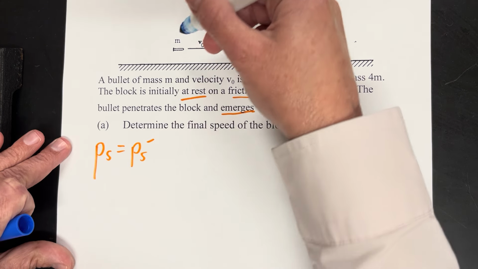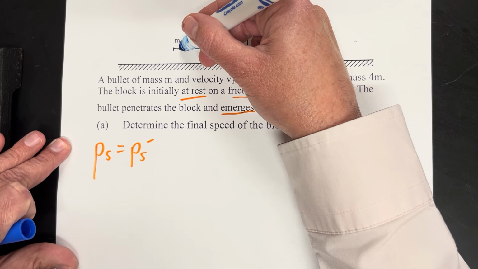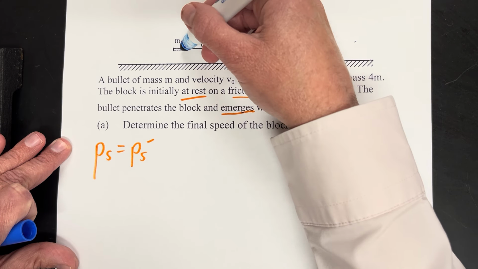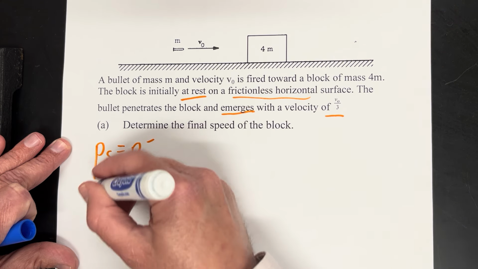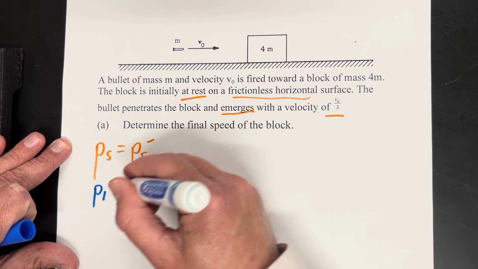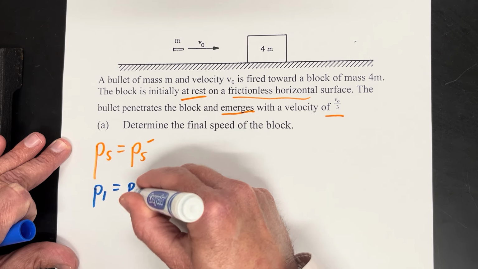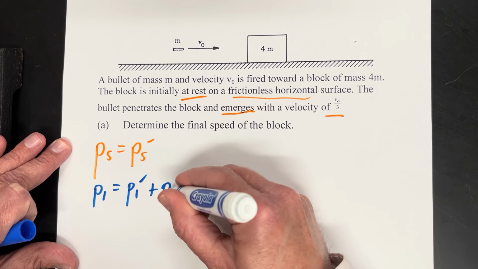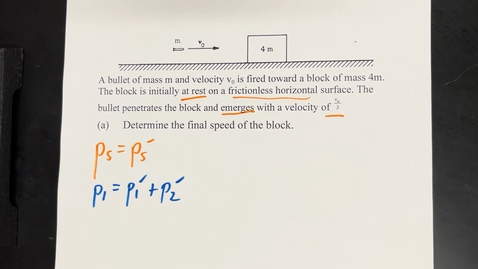What do we have beforehand? I'm going to call these object 1 and object 2. Normally I'd use letters to describe them, but it's bullet and block, so that'd be the same. The momentum of object 1 beforehand is equal to the momentum of object 1 afterwards plus the momentum of object 2 afterwards. They're not combining in this case.